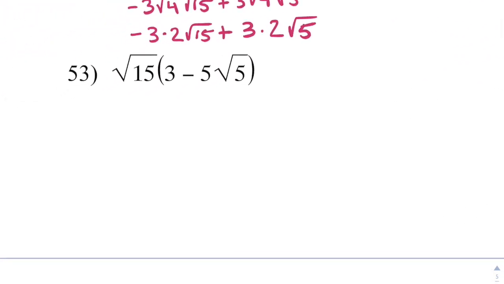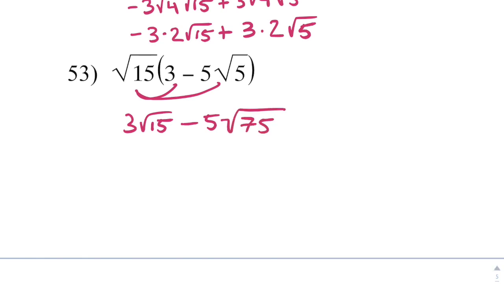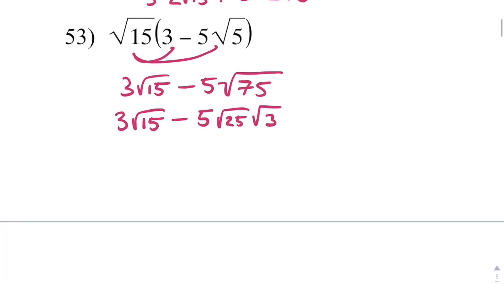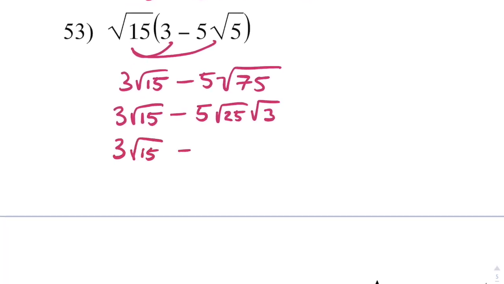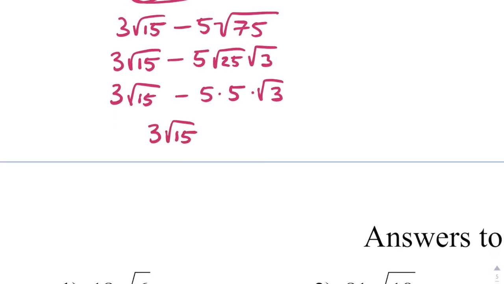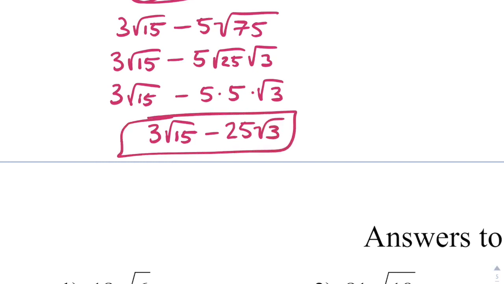All right. This one, 3 square roots of 15. Then we have minus 5 square roots of 75. 15 is 3 times 5, so it stays exactly the way it is. 75 can be 25 times 3, so that one's going to get me somewhere. So it looks like it gets me, whoa, I'm messing all that up. 5 times 5 times the square root of 3. So I get 3 square roots of 15 minus 25 square roots of 3. And we are done. Can't be combined.